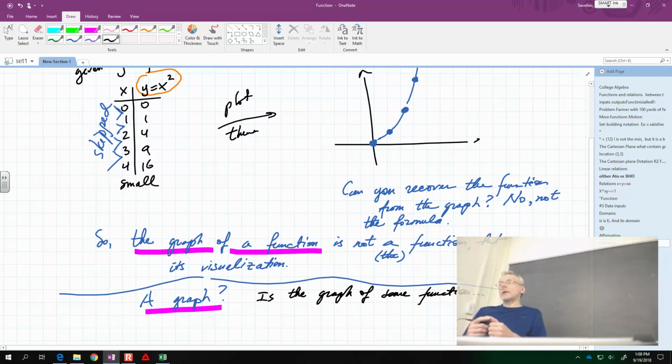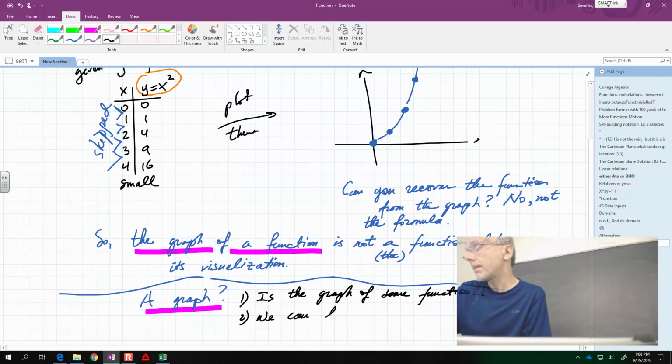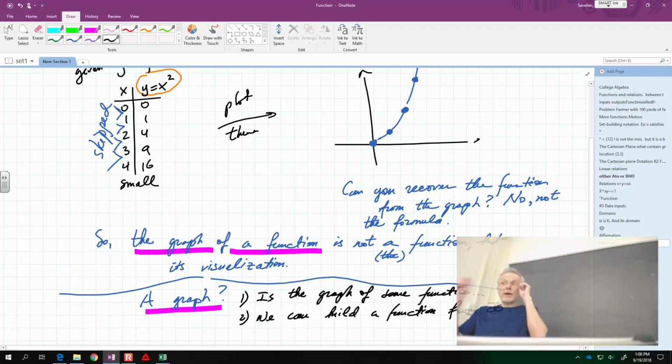That's one way to look at it. And another one is what we discussed last time, and that is the second one, we can build a function from it. From it meaning the graph. Okay, so what is a graph? It is a curve. Okay, so that's a graph.